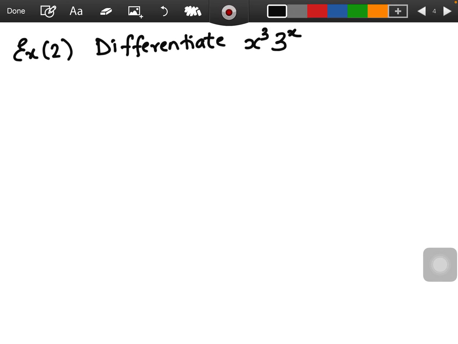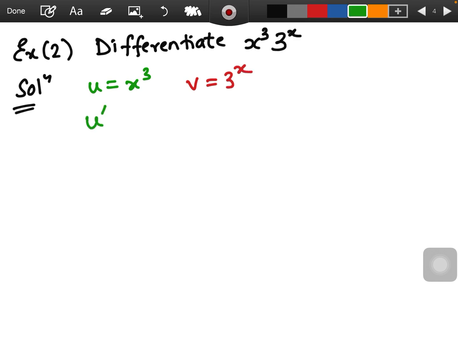Okay, quickly we'll do another one. If I see the next problem here, what you can see is x cube and 3 to the power x. So u will be x cube and v will be 3 to the power x. Come on, quickly, we are going to find their primes. u prime is 3x square, and what will be v prime? v prime will follow the a to the power x formula, so it will be 3 to the power x log 3. Very good. I hope you're getting it.